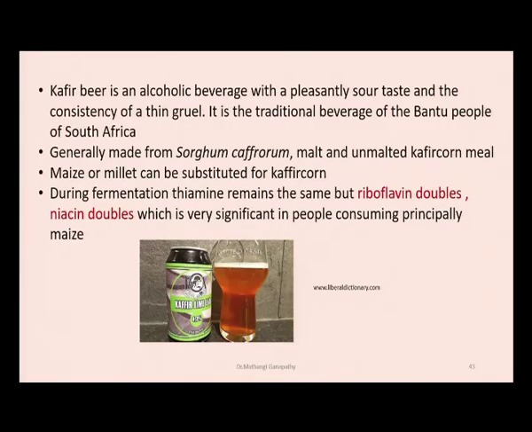Another traditional alcoholic beverage is the Kaffir beer, which has a pleasantly sour taste and the consistency of a thin gruel. This is a traditional beverage of the Bantu people of South Africa, and this is generally made from sorghum caffrorum, malt and unmalted kaffir corn meal. Maize or millet can be substituted for the kaffir corn here, and during fermentation the thiamine content remains the same, but the riboflavin content doubles and the niacin content doubles, which is very significant, especially for people who chiefly consume maize, because the quantity of niacin is negligible in maize. So, during fermentation it doubles, which is actually very significant.